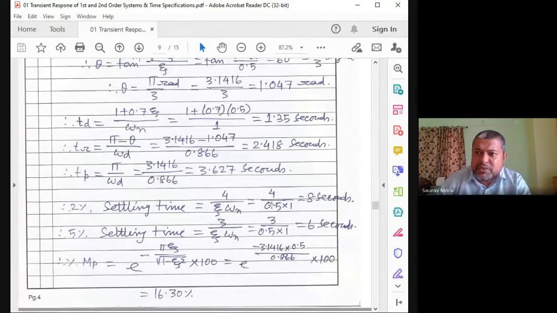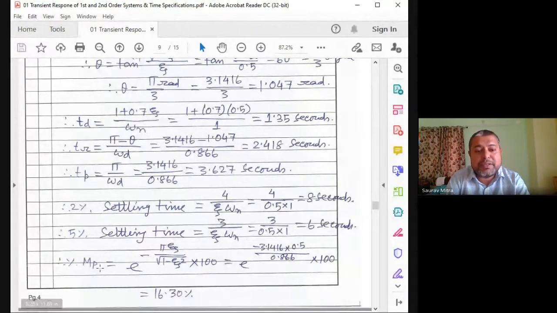2% settling time is still further right, so the error has diminished by then. This is 4 by zeta omega n, and this is 8 seconds. So you can find out, this is T delay, 1.35 seconds. This is T rise, 2.418 seconds. This is TP, that is, the peak occurs here.